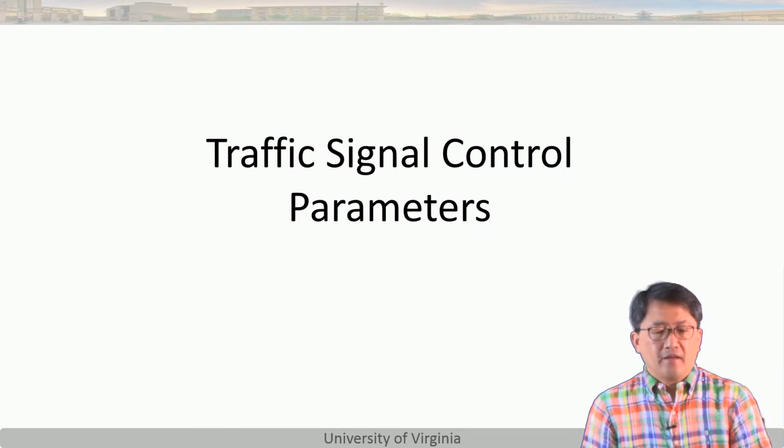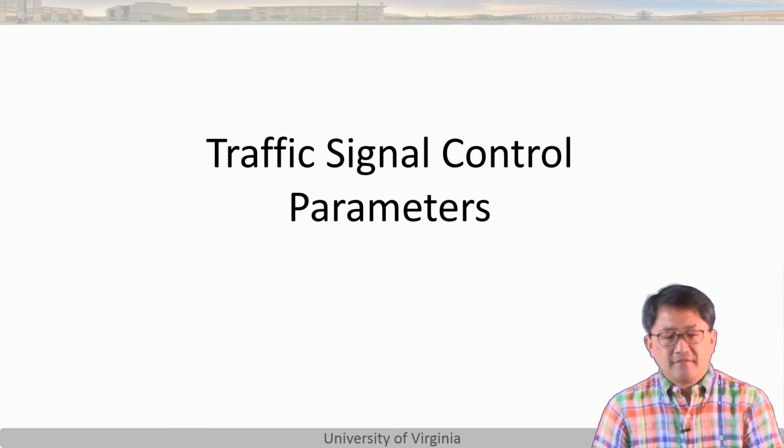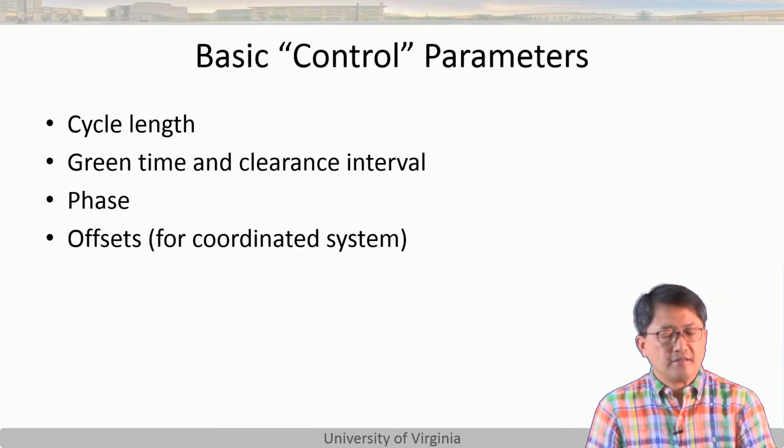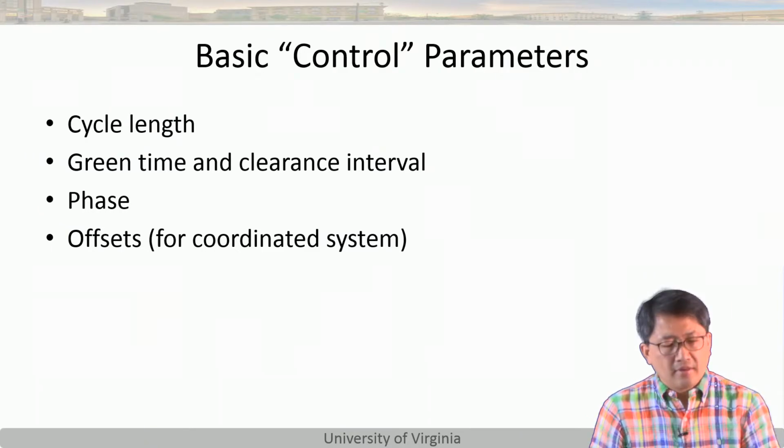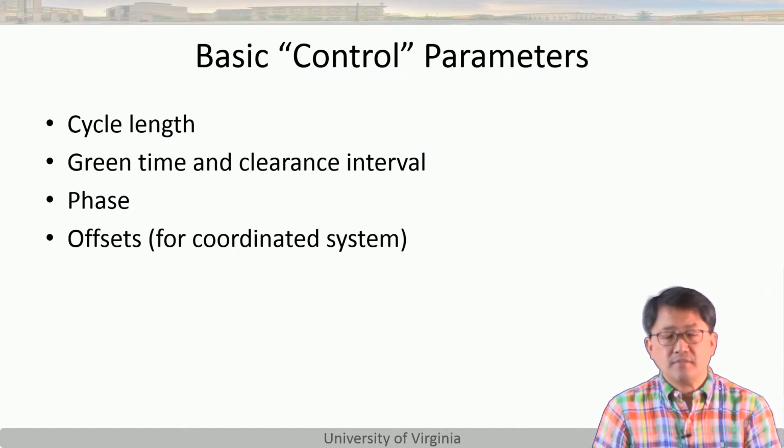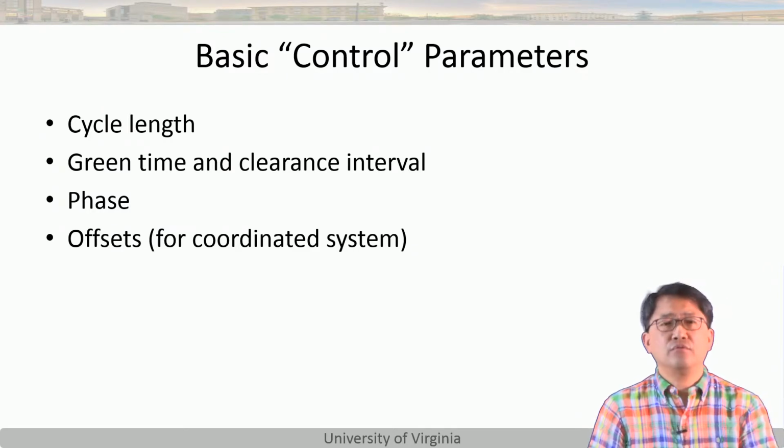So going into the signal control parameters, you probably know these: cycle length, green time and clearance interval, phase sequence, and offsets for coordinated systems. How many of you do not know this? Oh, this is really basic, so we could easily skip.